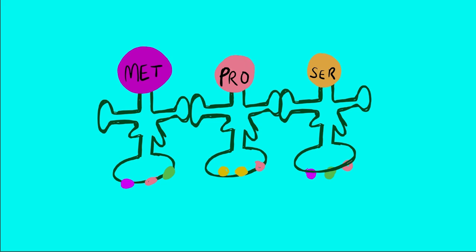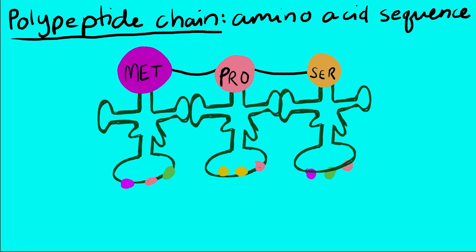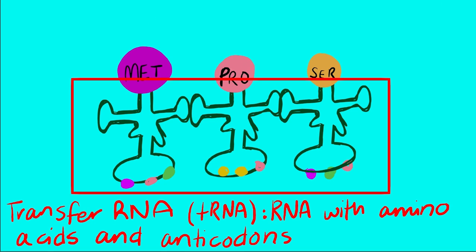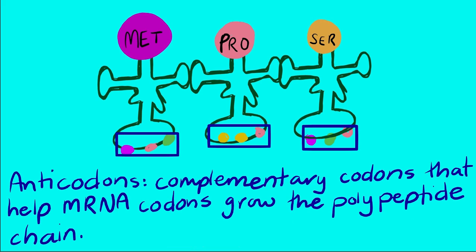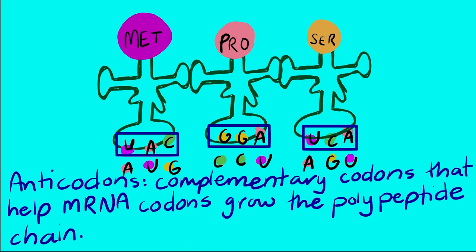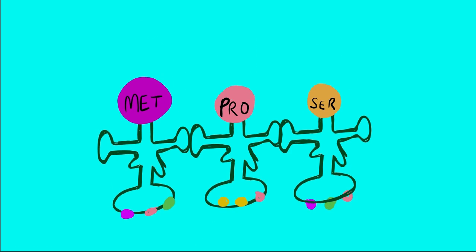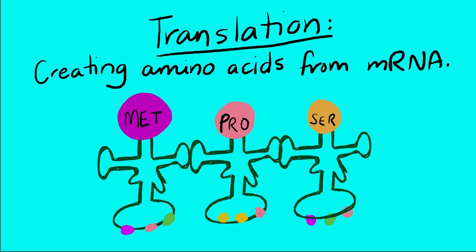The amino acids are carried into a sequence of amino acids called a polypeptide chain, that is attached to another type of RNA called transfer RNA, also known as tRNA. tRNA has the anticodons, or complementary base codons to the mRNA sequence. This second process is called translation.